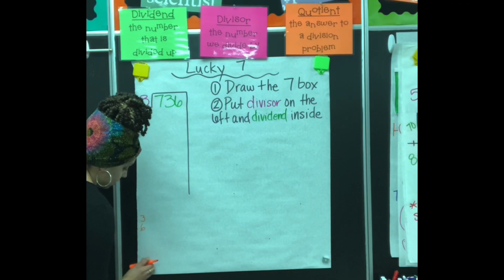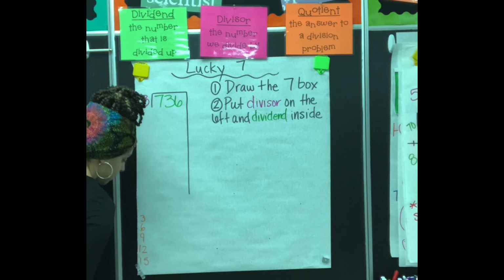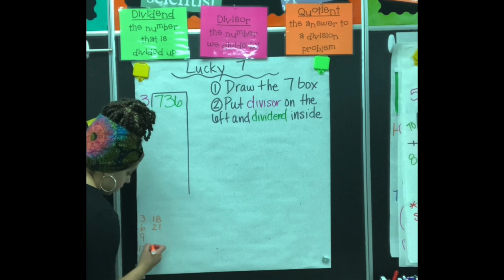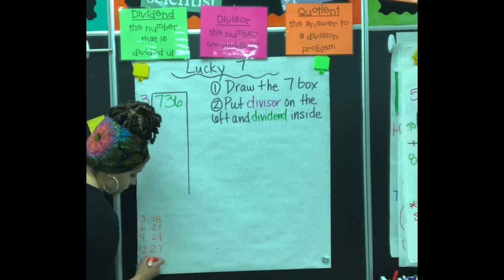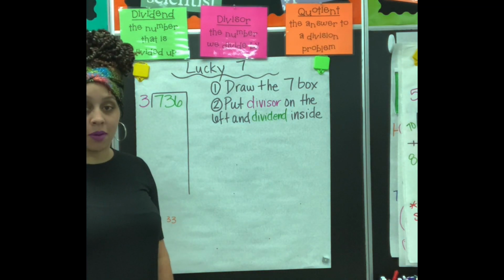Hopefully you're saying it, so I'm not just doing it. 6, 9, 12, 15, 18, 21, 24, 27, 30, 33. Should I stop or should I keep going?